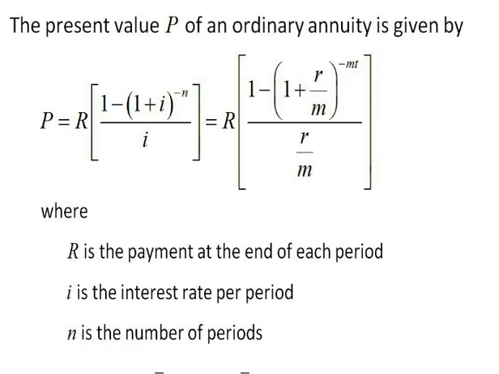Now, the formula for the present value P of an ordinary annuity is given by P equals R, where R is the payment at the end of each period, times the quantity 1 minus (1 plus i) raised to the negative n, where i is the interest rate per period, or r divided by m, where r is the annual interest rate and m is the number of times compounded in 1 year, and n is the total number of periods. Another way to figure n is m times t. All of that is divided by i, which again is the same as dividing by little r over m.